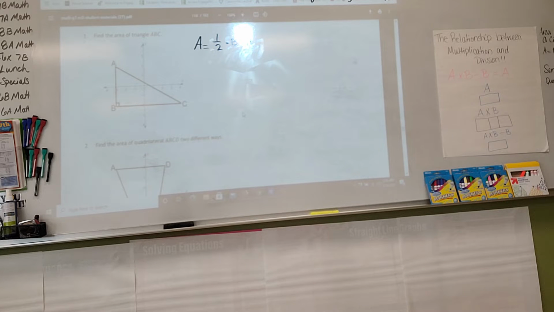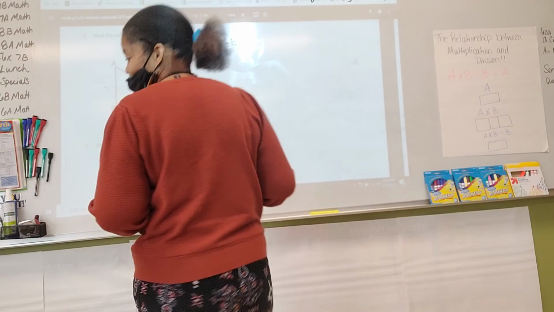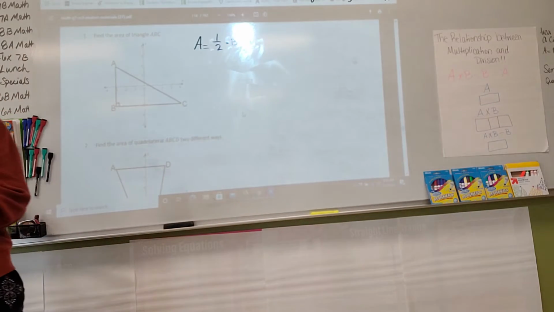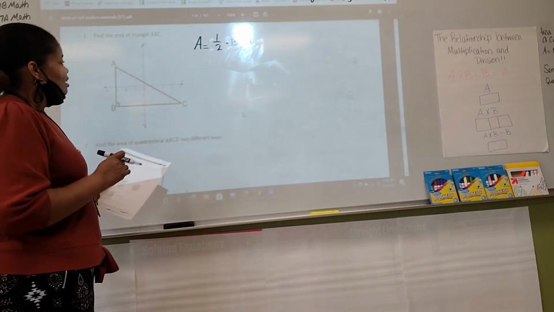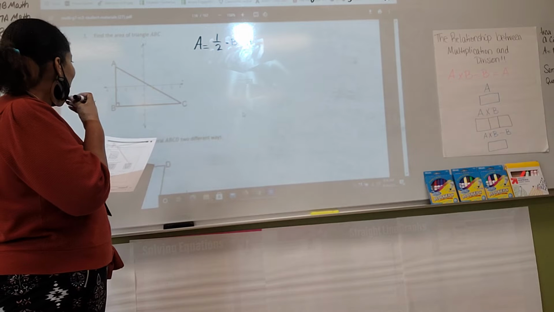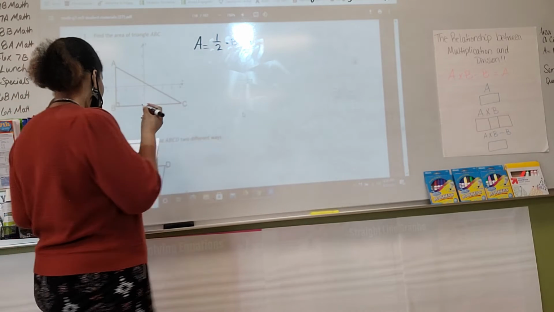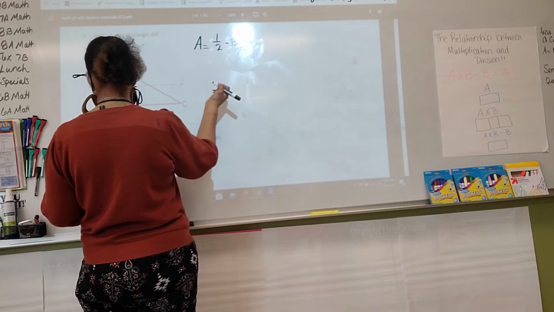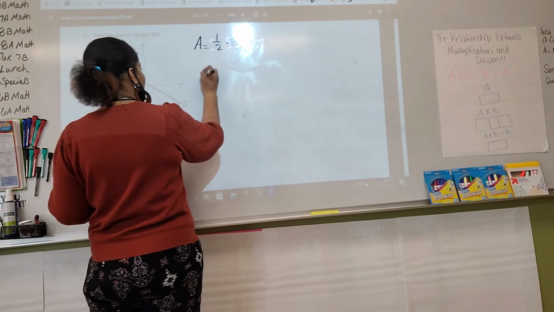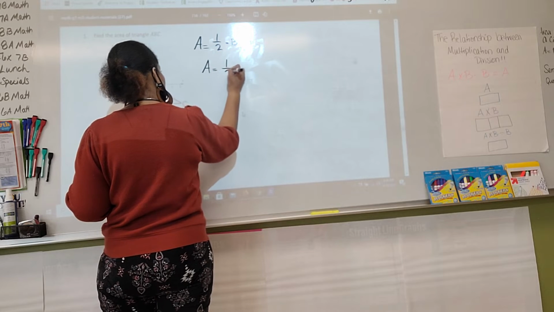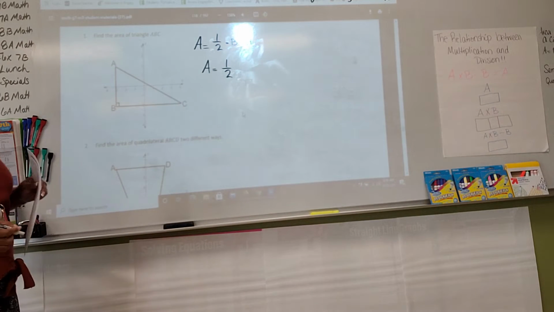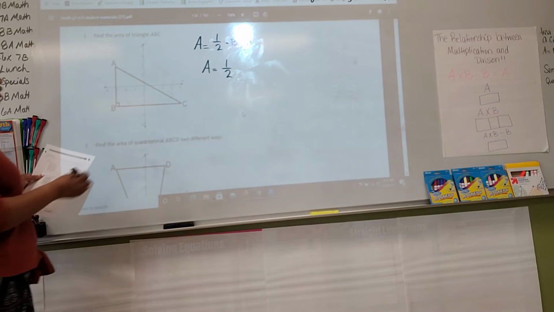8 times 5. All right, so let's see. Some of you got it. Some of you were a little stumped. That's okay. So if we're counting here, base times the height. Here we have A equals one half. What is the base? What do we get? I got 8. Okay, so we got 8. So let's do some counting here.